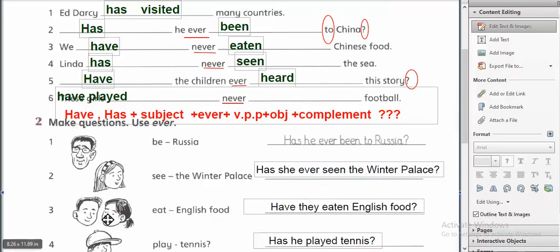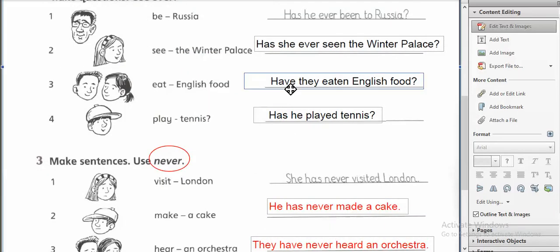All right. Next, they are two children, two kids. Let's see. Use have because it is a plural subject. Have they eaten English food? Verb 3 of eat is eaten, have, and they. Next, this is one boy. It takes has. He, because it is a boy, then played tennis. Verb 3 of play is played. Verb 3 of be is been. See, seen. Eat, eaten. Play, played.